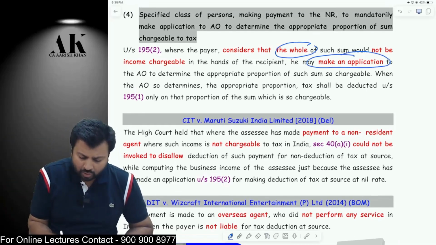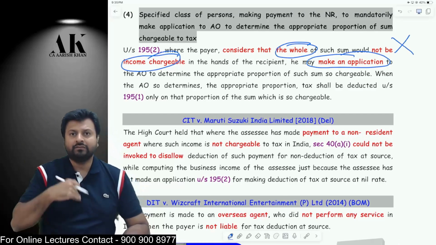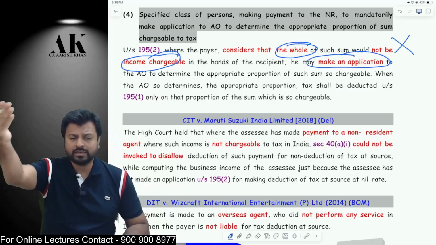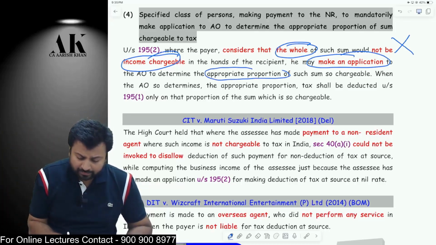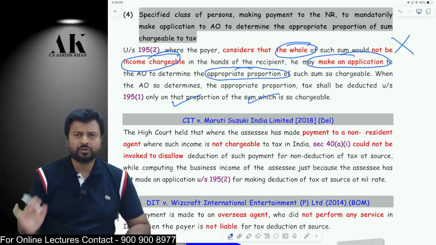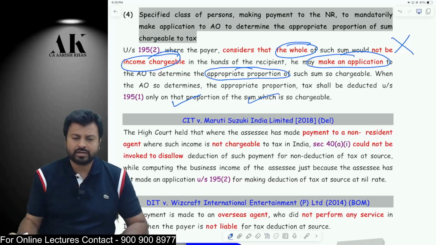When you know that the whole of the income is not chargeable to tax, you should make an application to the AO, and the AO will determine the appropriate portion. Accordingly, only that portion will be subject to TDS deduction. You should not deduct TDS on the entire amount.